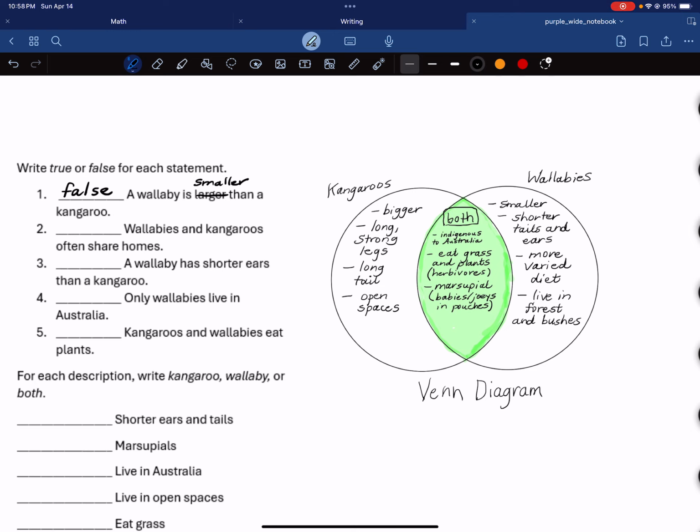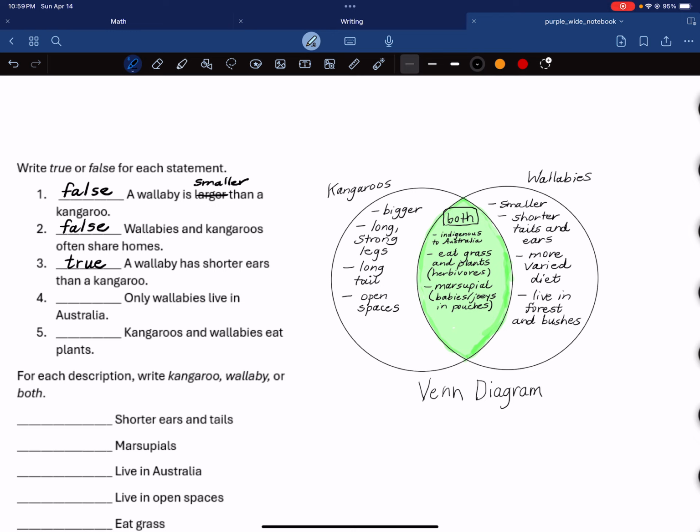Number 2, wallabies and kangaroos often share homes. Well, we know that they are both indigenous to Australia, but do they live in the same homes? They do not. Remember, wallabies like bushland and forest. Kangaroos like open spaces. So they don't live together. Number 3, a wallaby has shorter ears than a kangaroo. That is a true statement.